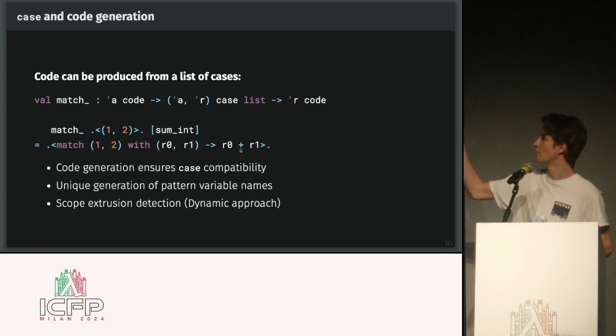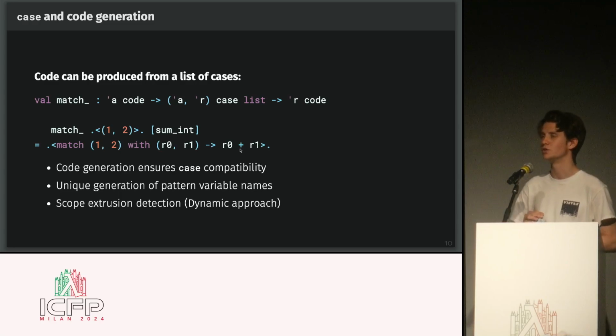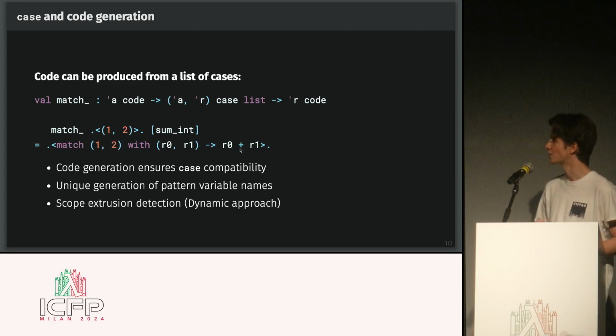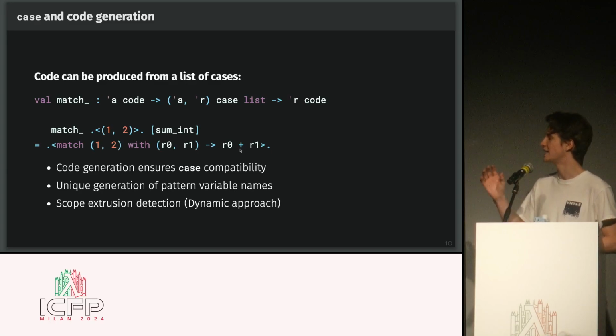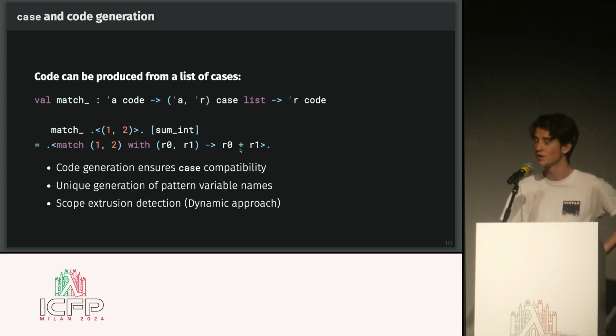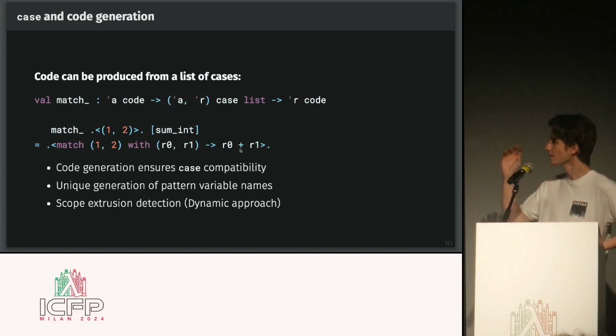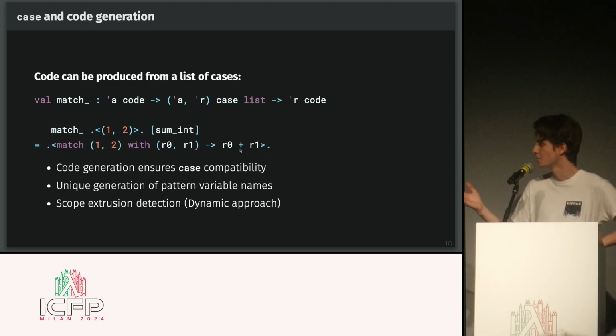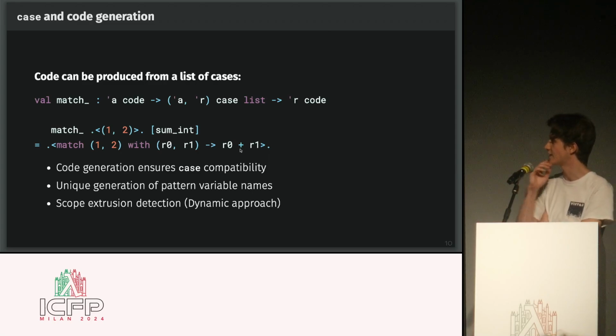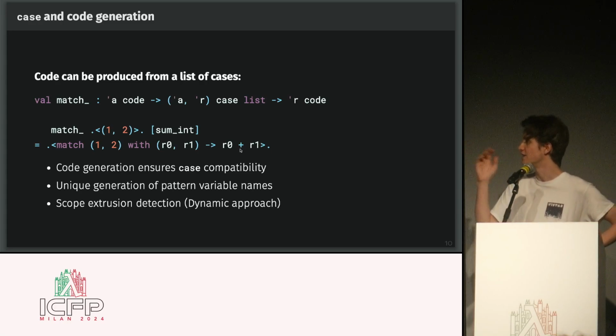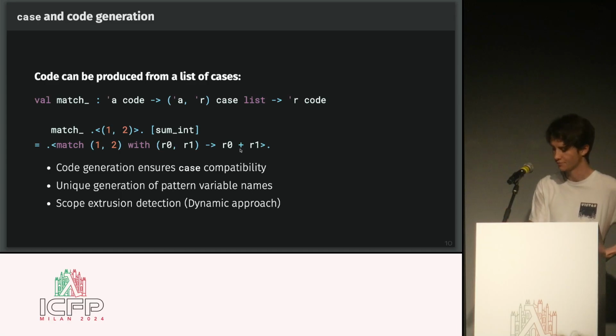We uniquely generate the pattern variable names to ensure that we don't accidentally capture any variables from a higher scope. And we also need to take care in scope extrusion. So now we've introduced these bindings of R0 and R1. We need to ensure that they can't escape, possibly through some mutability like a reference. And for both of these second issues, we take the meta-OCaml's approach, particularly the dynamic approach of detecting scope extrusion.